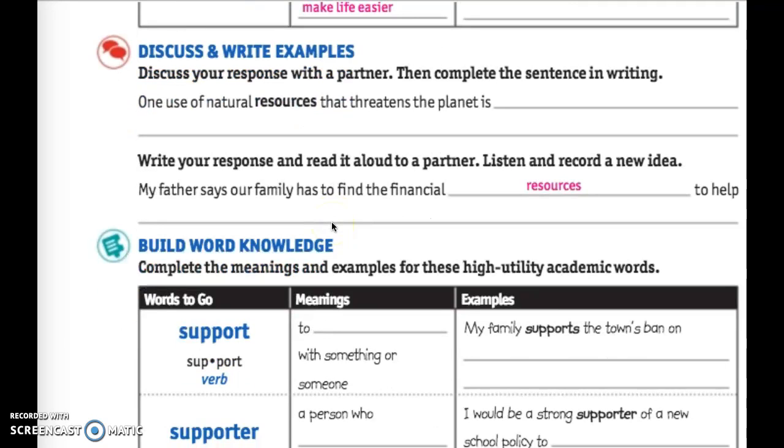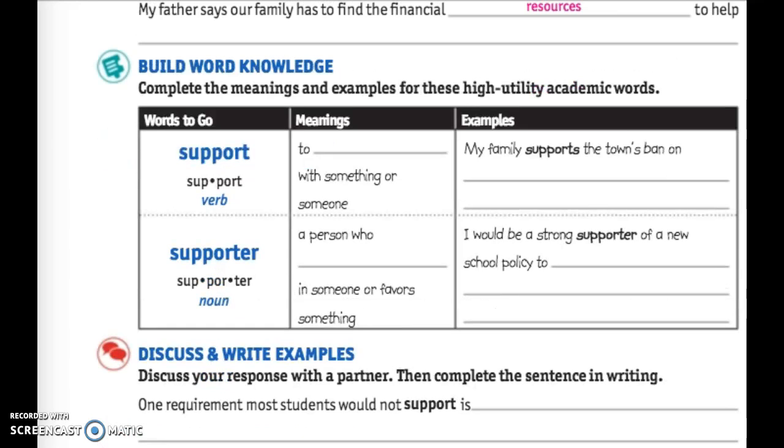So coming down to the next, build word knowledge, we have two words. Well, really, it's one word with two different forms. We have support, which is a verb. I'm going to support you. Or supporter, which is a noun, a person, someone who supports. So let's look at the meanings. It says to agree with something or someone. Or supporter is a person who believes in someone or favors something. All right, so two different forms of pretty much the same word.